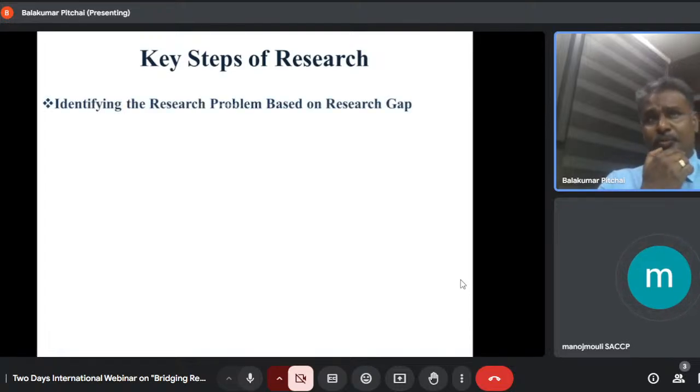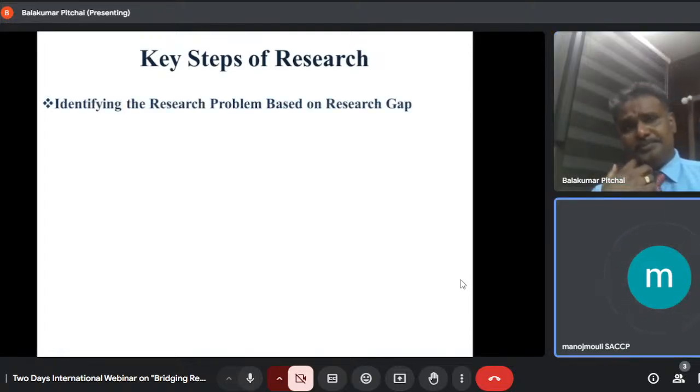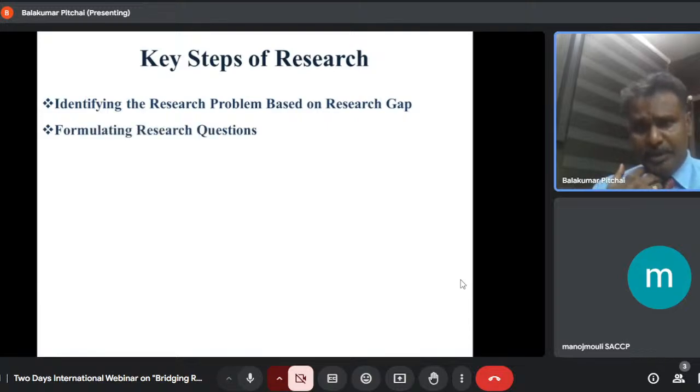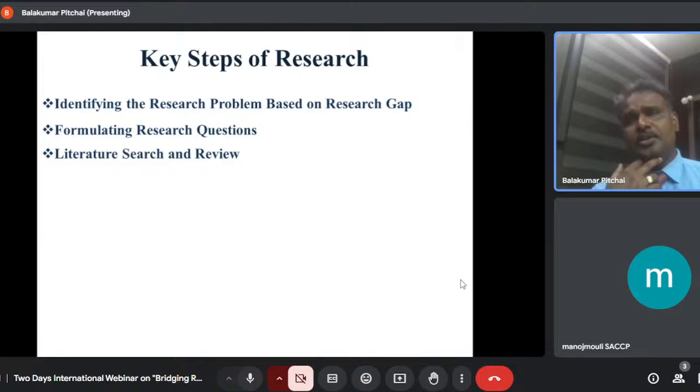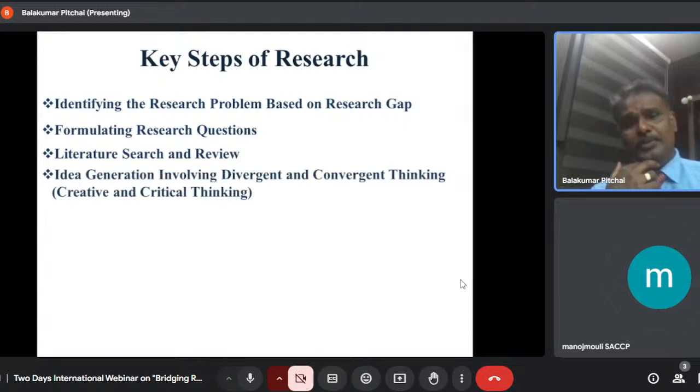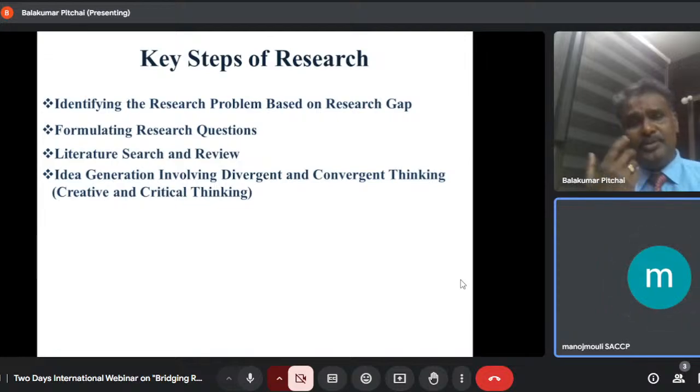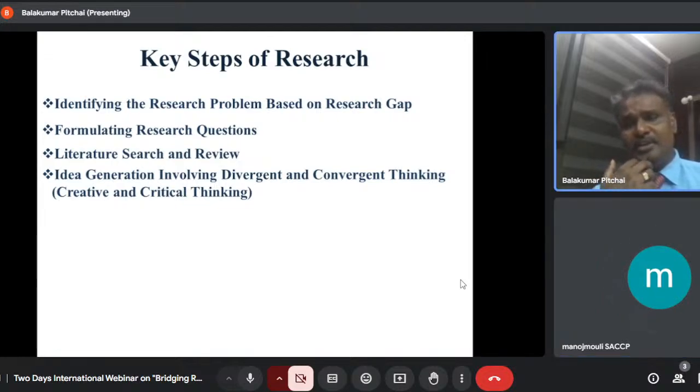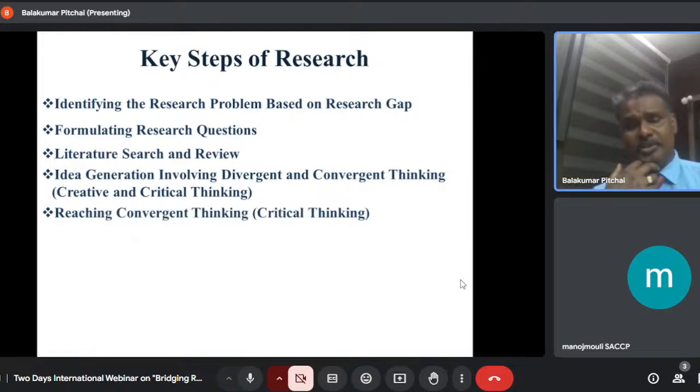So what are the key steps for research before you construct a paper? You have to identify the research problem based on research gap. You have to formulate the research questions, do the literature search and review, constructive literature search. And you have to come up with ideas. Ideas may be divergent or convergent. Divergent thinking is creative thinking and convergent thinking is critical thinking. That Dr. Jagadeesh must have explained to you. You have to reach the final ideas to address the research question.